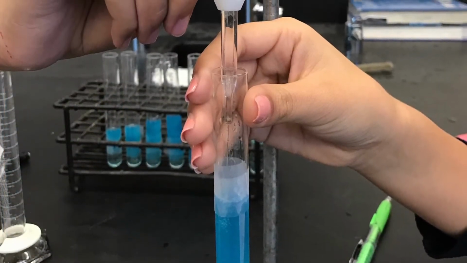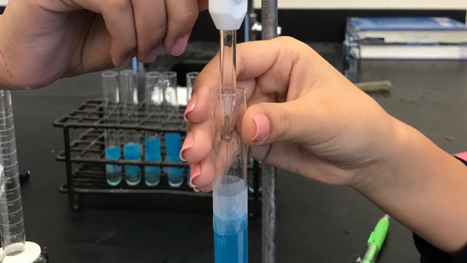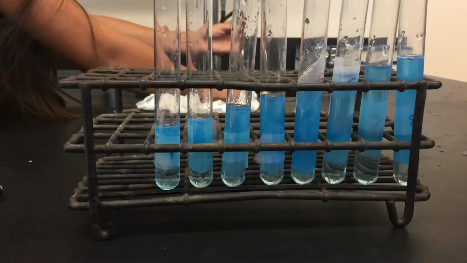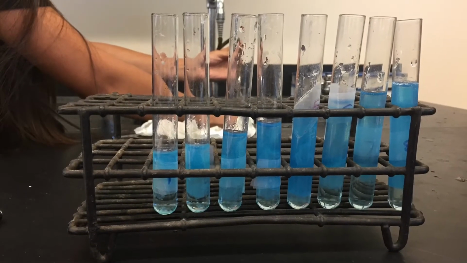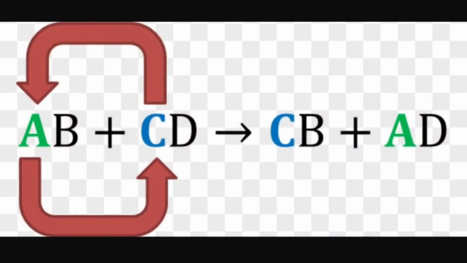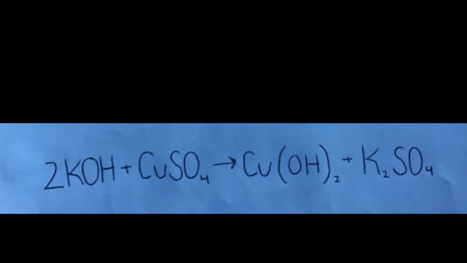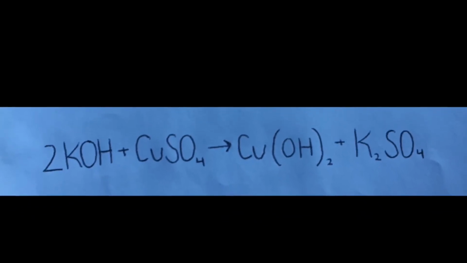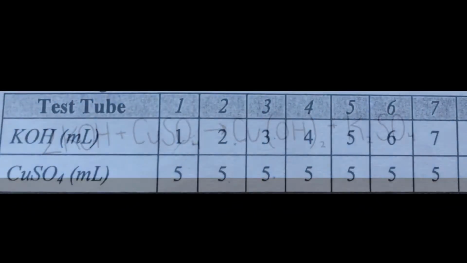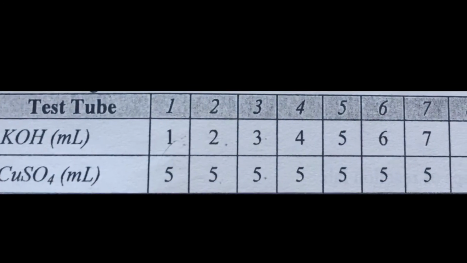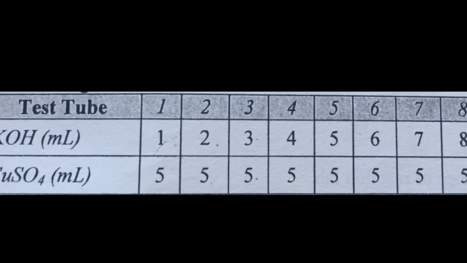KOH, also known as potassium hydroxide, was mixed with CuSO4, also known as copper sulfate, in 8 separate test tubes. We then wrote a balanced equation for the double displacement reaction. The equation we created was 2KOH plus CuSO4 produces Cu(OH)2 plus K2SO4. To proceed with the reaction, we dispensed 5 milliliters, also known as 0.005 moles, of CuSO4 into each test tube.